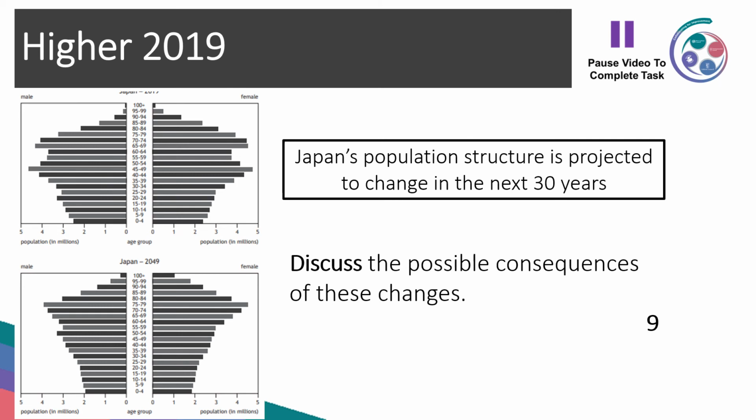So here's a question, it's from the 2019 higher paper. It's a 9-mark question, and if you want to take some time to pause the video here and attempt the question, you can. The question asks you to discuss possible consequences of these changes. Now, although it relates to Japan, your answer could relate to the UK or any other country, as long as it's a developed country, obviously, because the population pyramid indicates that it's a developed country. In fact, a country that's experiencing an ageing population structure. So the answer must relate to that, but does not necessarily need to relate to Japan as such.